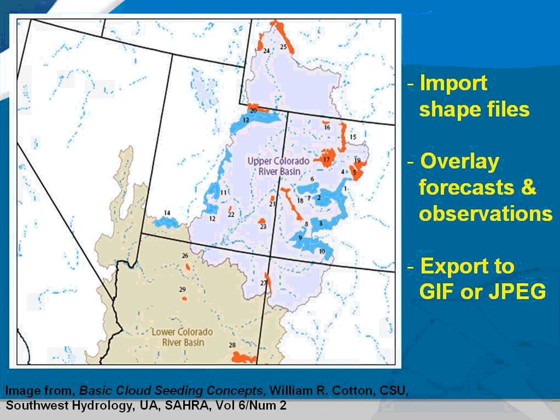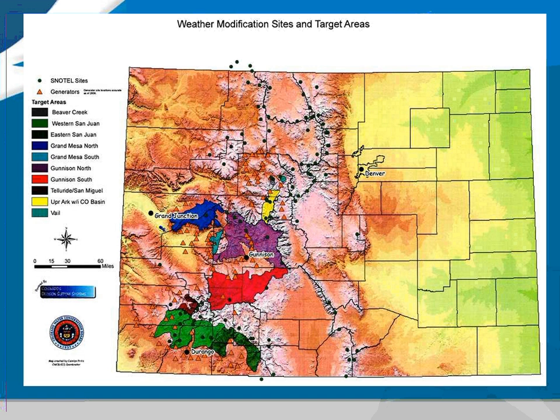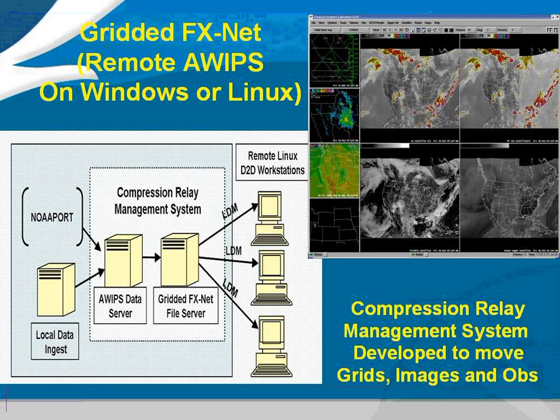This is an example of, if I could find those shape files, I would have ingested them in the system. I don't know really what these are, but this is one of the things that I've seen over the Colorado River Basin area that could be a shape file that you could pull into your system if you were using it in that area. And there's a weather mod sites and target areas map that I also found. Once again, this is a map that could be pulled in, given that you have target areas in your system that you'd like to look at.